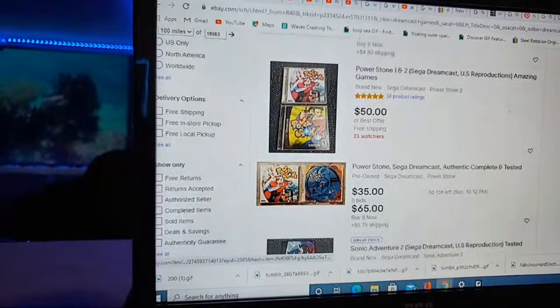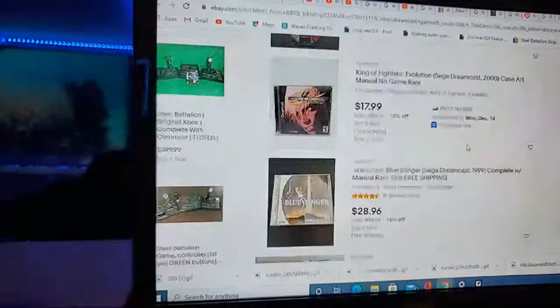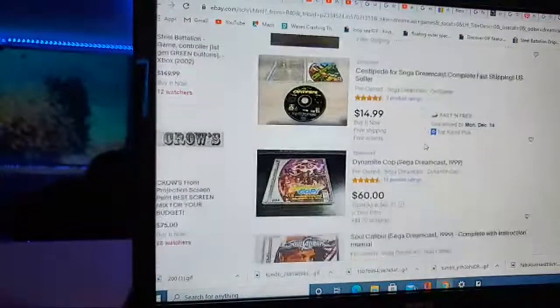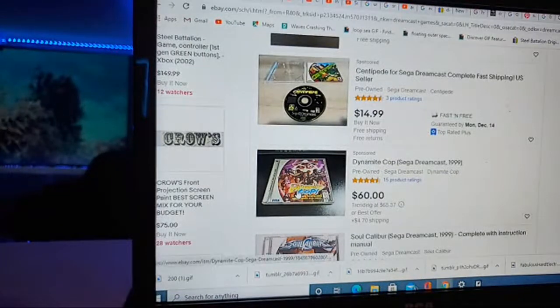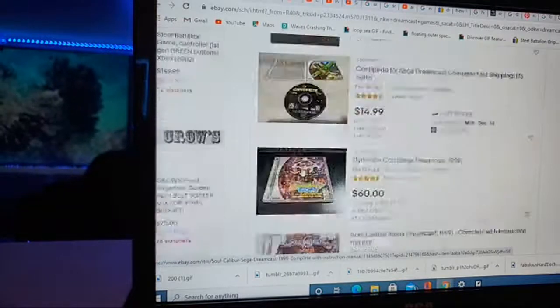I just bought one of those right there for Power Stone. Power Stone. King of the Fighters. I got Blue Sting on that one already. I'm good. I got this game already. Dynamite Cop. I got that one. I can't wait to play that. Soul Calibur. Anything we doing for buy?